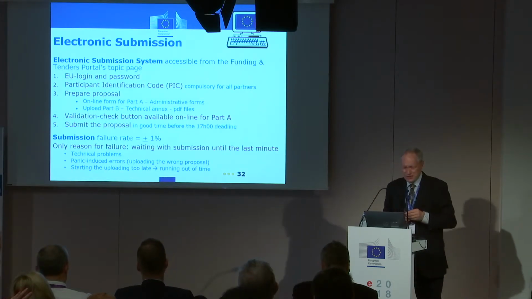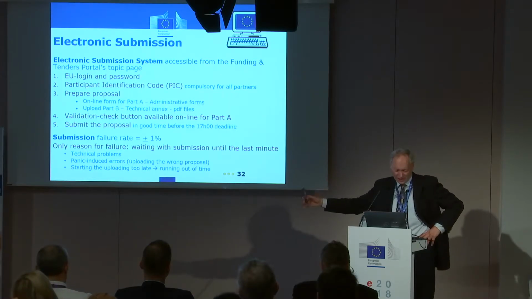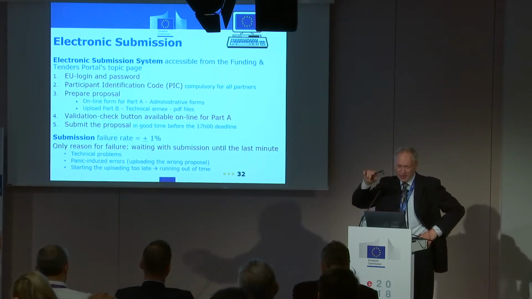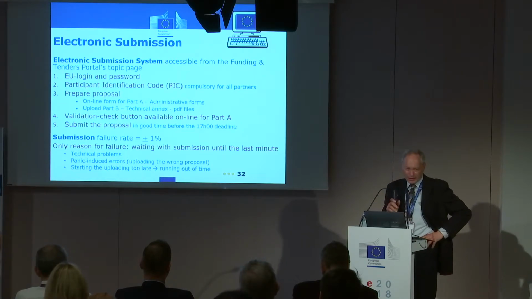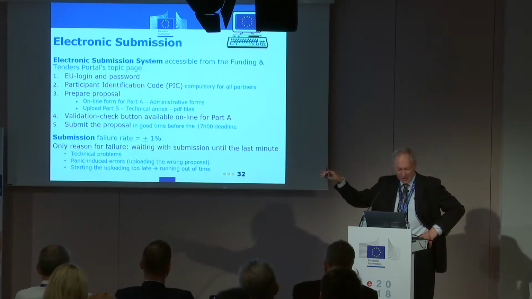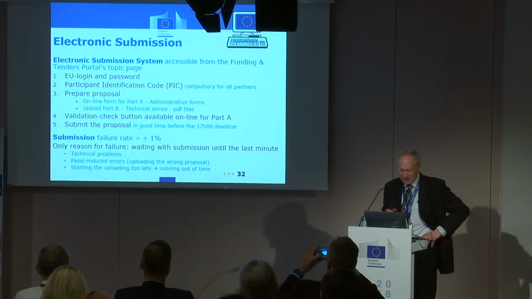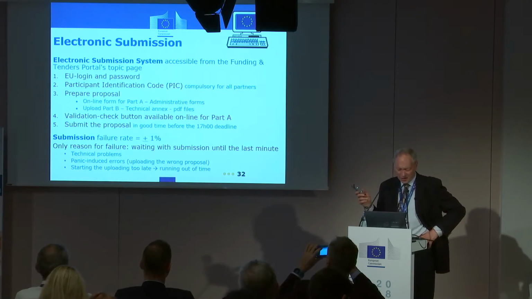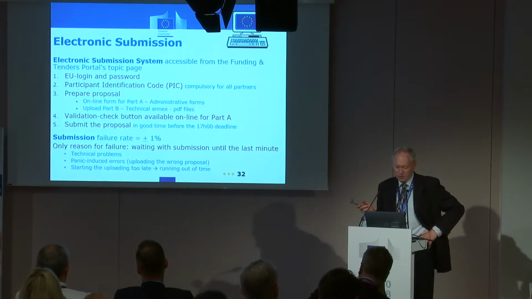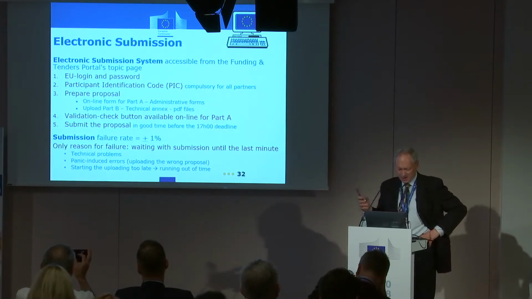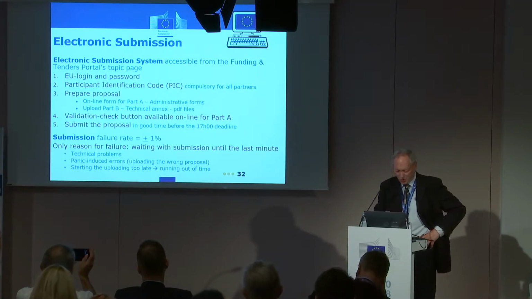I'm coming to proposal submission. For the submission system, when you go further down in the submission system, when you hit this yellow button that I showed you, you need your EU login and your password. If you don't have it, there is a link on the page how to get it. You need your participant identification code, PIC, for all the partners, and then you start preparing your proposals. Your proposal, you fill in part A and you upload the technical annex plus the second PDF document with the content of your proposal.